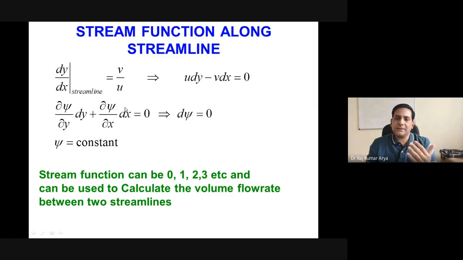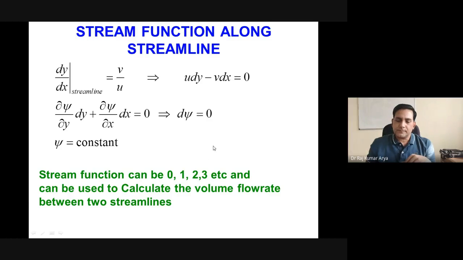So from this slide or the derivation, we have proved that along the streamline, the derivative of the stream function doesn't change. It means it is constant. So it can be 1, 2, 3. Let's say you have one streamline, then another streamline. In a particular fluid, you will have an infinite number of streamlines, and each one would have its own stream function. It could be 0, 1, 2, 3, it could have any value, but it's constant. It is not a function of x, y, z. Therefore its derivative is equal to 0.